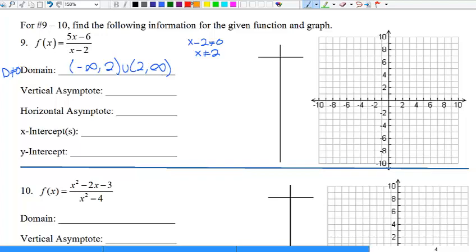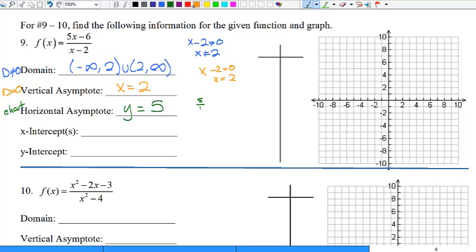The vertical asymptote is similar to domain in that we're setting the denominator equal to 0, but we're just setting it equal to 0 and that's it. So I have x equals 2, which gives me the equation of a vertical line, which is a vertical asymptote. The horizontal asymptote, we find by using the chart. I'm going to compare the degree in the top with the degree in the bottom. The degree in the top is 1, the degree in the bottom is also 1. Because I have the same degree in the numerator and the denominator, I take 5 over 1, which reduces to 5.